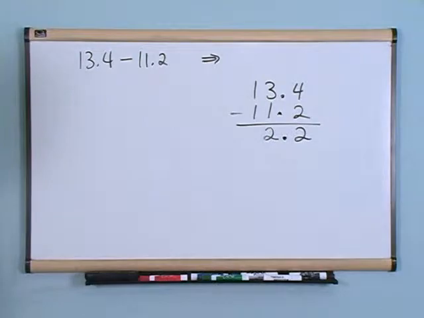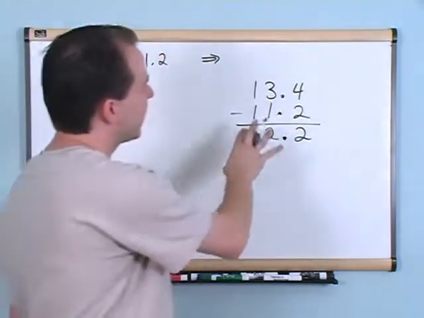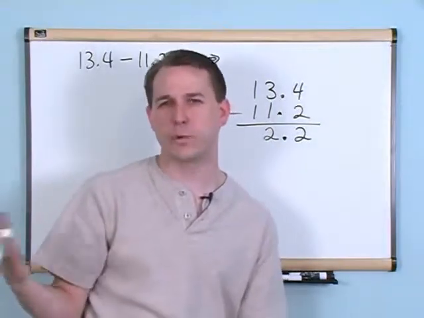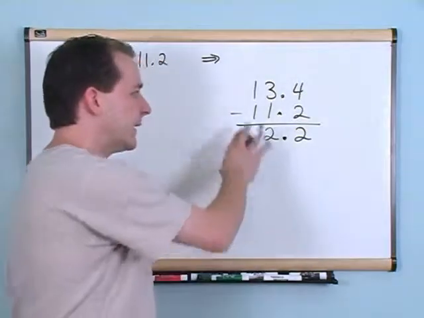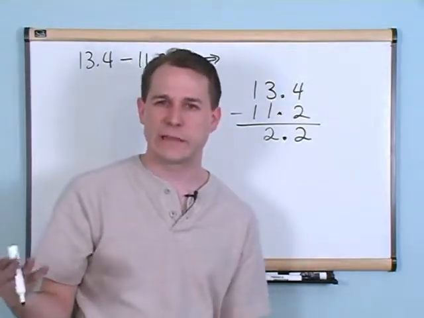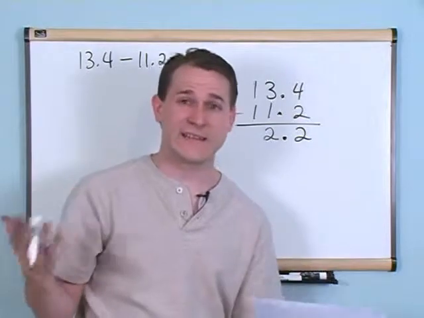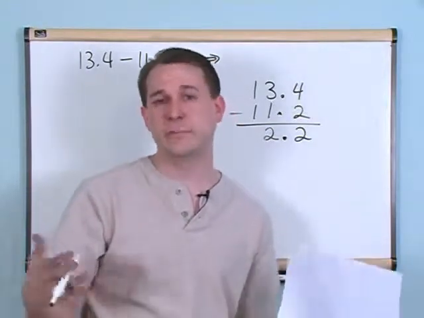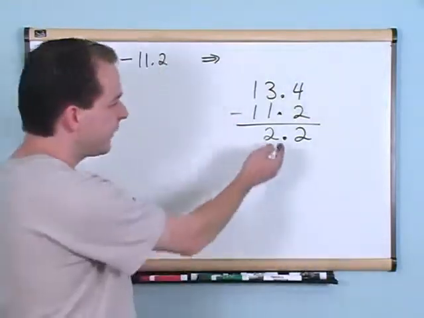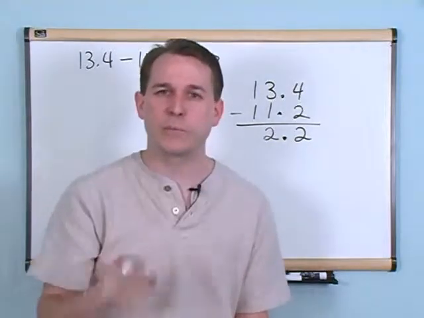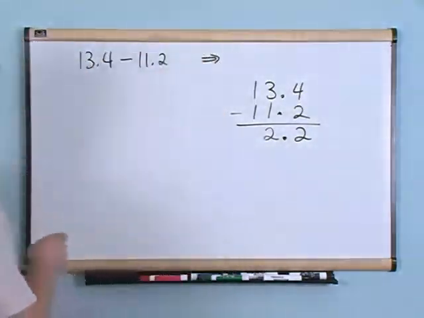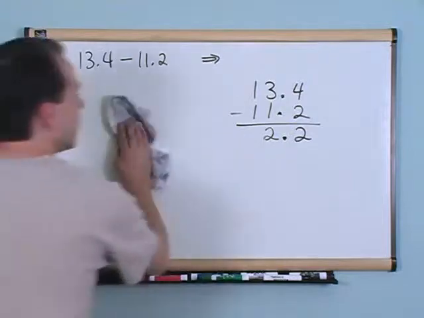2.2 is the answer. And when you think about it, this kind of makes sense because it's 13.4, which is somewhere around 13, and 11.2, which is somewhere around 11. So you know that 13 minus 11 is 2, so the answer is going to be somewhere around 2, and it turns out the answer is 2.2, which is just a little bit more than 2, okay?